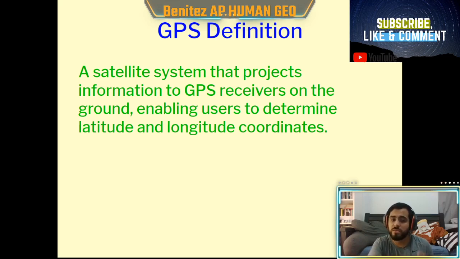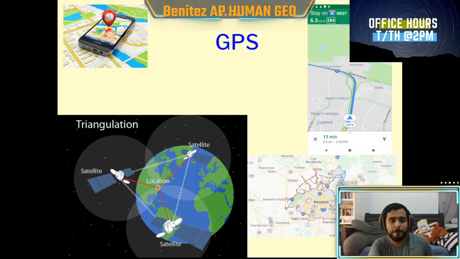If you want to figure out precise location, you need to know latitude and you need to know longitude. What's a real world life application? GPS. Your phone uses GPS. Your phone can be tracked down by your parents, by your friends. It can even be tracked down by the government.